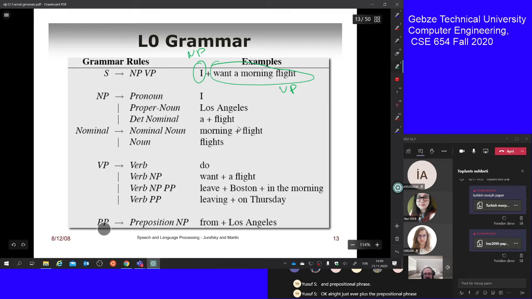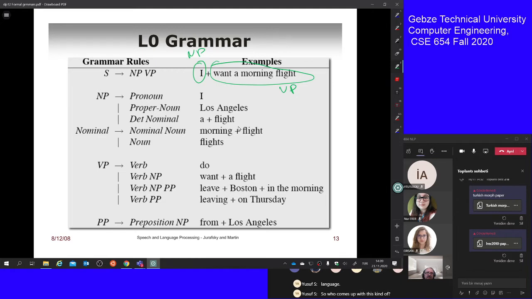What is a prepositional phrase? It's like this. A prepositional phrase is a preposition such as to, from, in, right? Those are the prepositions, and the noun phrase. So it's a very simple L0 grammar. Very simple grammar, and it explains some part of the language, not the whole language, but just some part of the language.